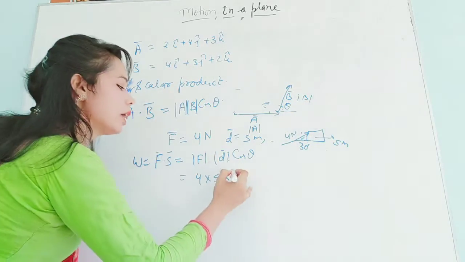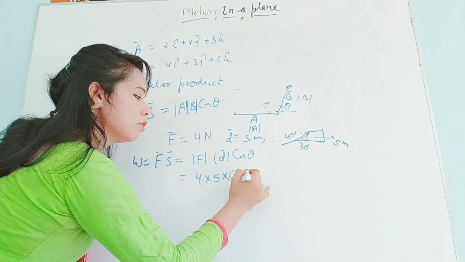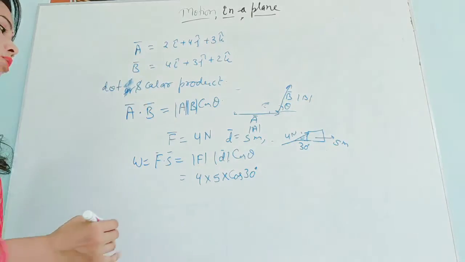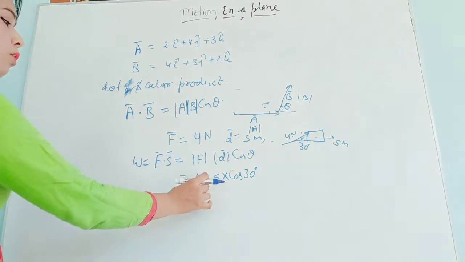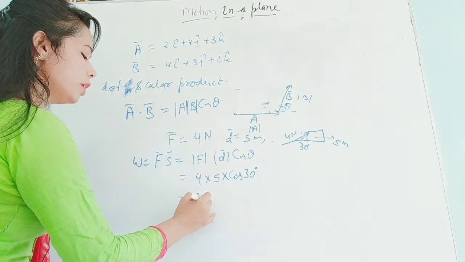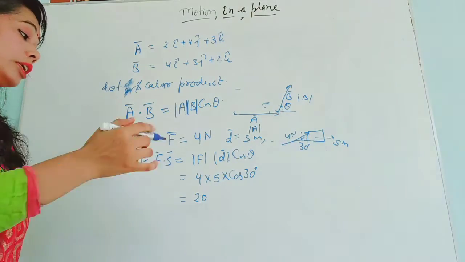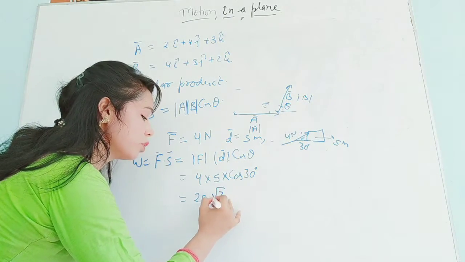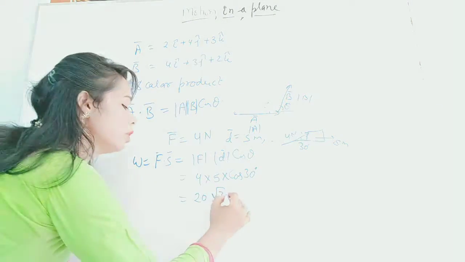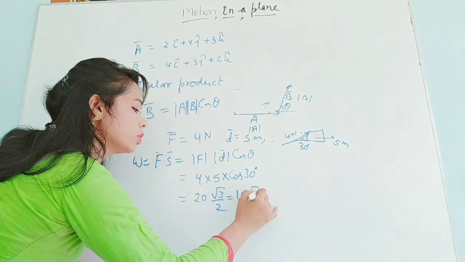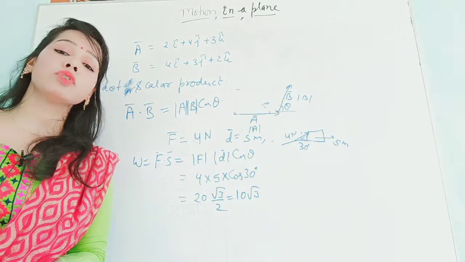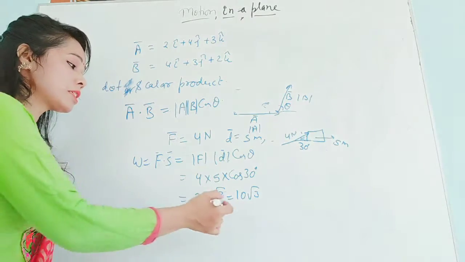So what will you write here? You will write cos theta equals cos 30 degree. So what will you get? 4 times 5 is 20. 20 into the value of cos 30, which is root 3 by 2. So you will get 10 root 3. So work done equals 10 root 3.